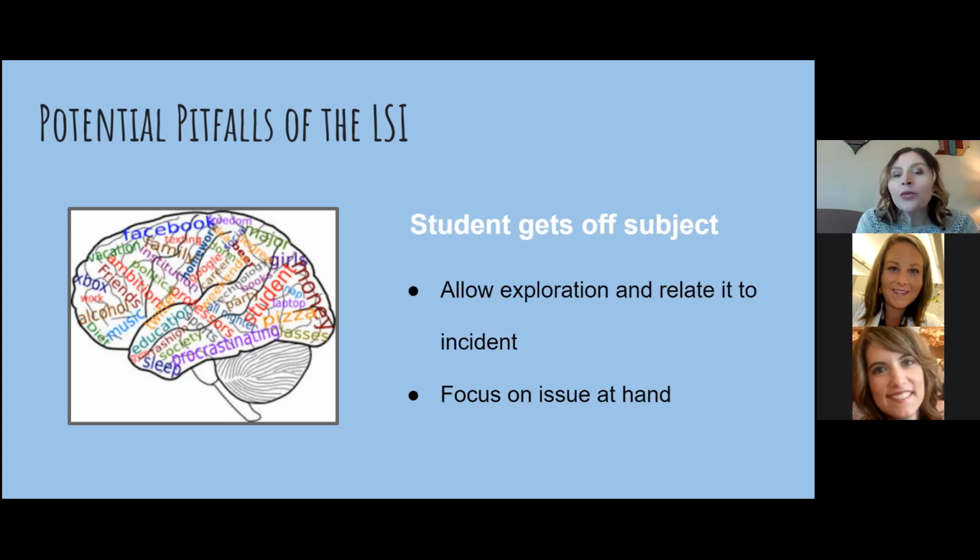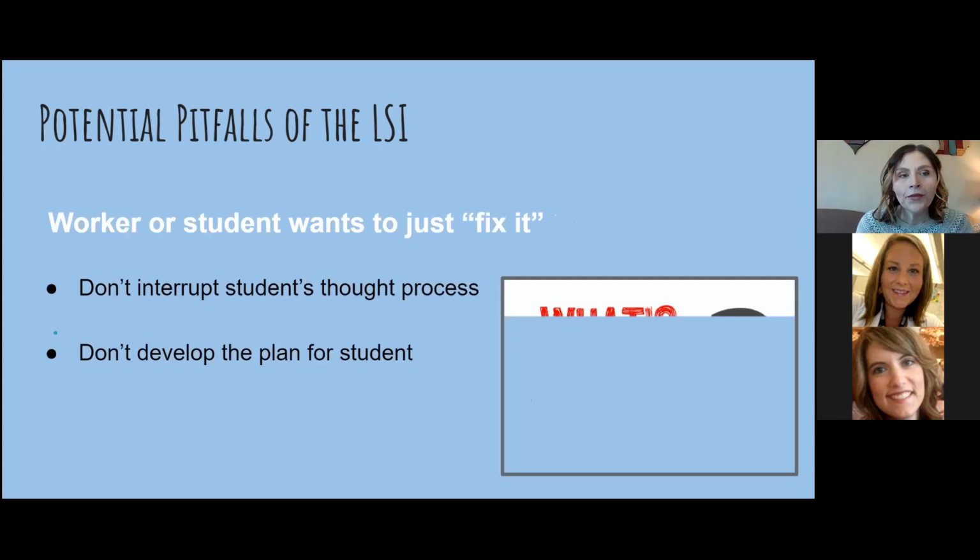we can still bring it back to the issue at hand, and say, I see that you really want to talk to me about your plans for this weekend. And I do want to hear that. But first, let's talk about what happened in lunch today. Okay, so we can bring it back to the issue at hand. And if we say, I'll talk to you about that later, making sure that we honor that and follow through. Okay.